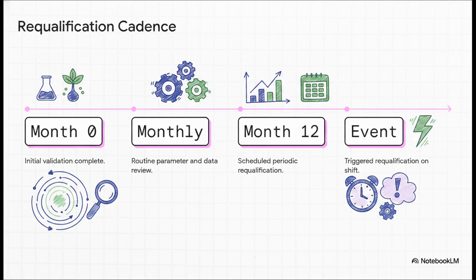At month 0, you've got your initial validation. Then, every month following, you're conducting your routine data reviews. Then, let's say around month 12, you hit your scheduled periodic requalification. That's a deliberate calendar event just to reconfirm validity. But, and this is crucial, we also have to be ready for event-triggered requalification, which can happen literally anytime an unexpected shift occurs in our operations.